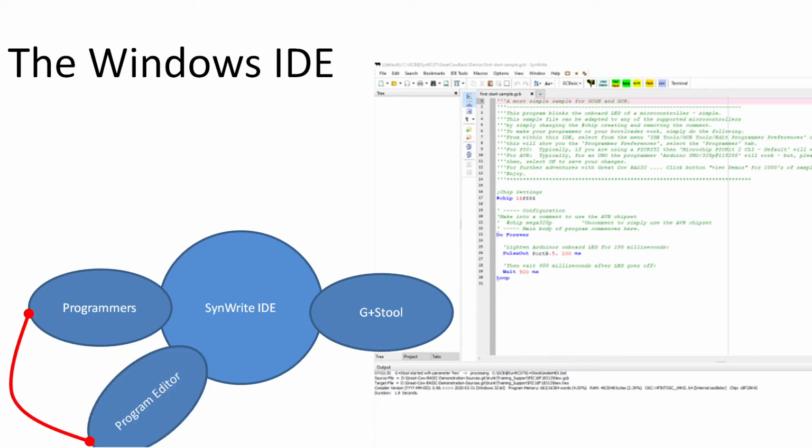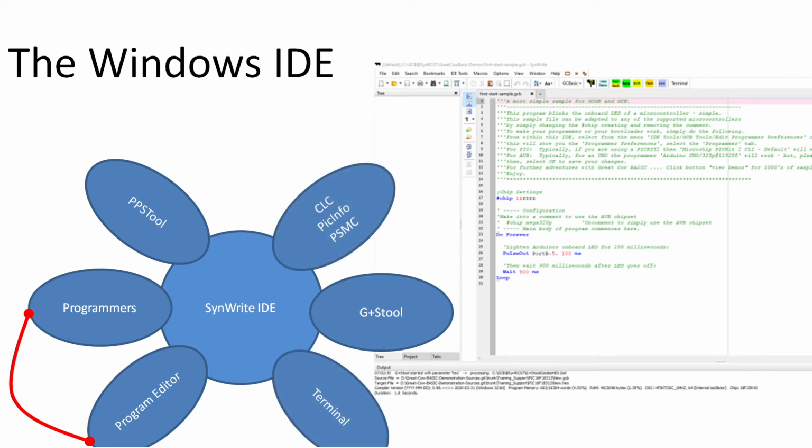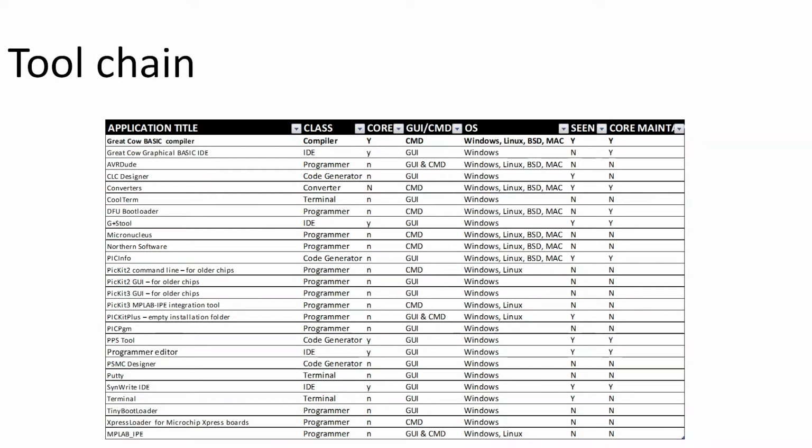Well, we have a little tool in there called the Programmer Editor that helps you control the programmers, because you can have many different programmers selected at once, and it will make decisions to ensure that your programmer is right for the chip that you're trying to use. We have PPSTool, we have CPLC again, PICInfo, which I will be showing you, GCB+Tool I've already spoken about, and there's Terminal. You can add your own tool in, but these are the ones that come in the box. The full suite looks like this.